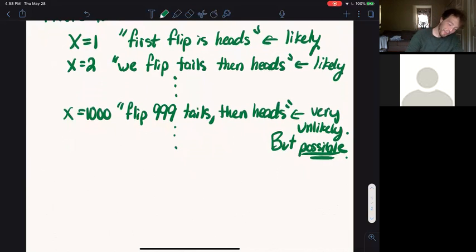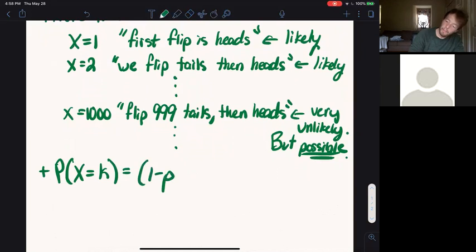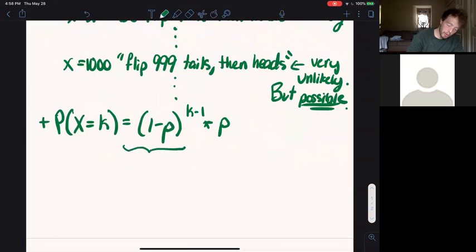And without further ado, I'll just give it to you: the probability that our random variable is equal to some value k is equal to (1 minus p) to the k minus 1 times p. And think about this, it's actually kind of intuitive. Maybe I should mention two things about this. So k here is the number of flips.